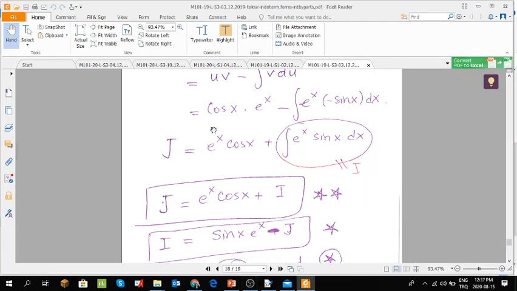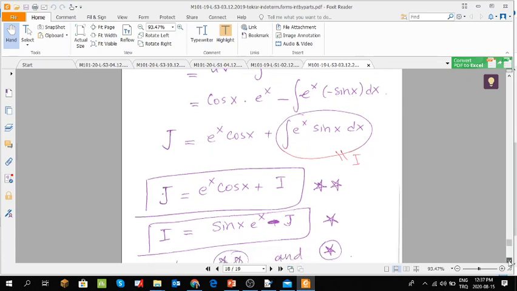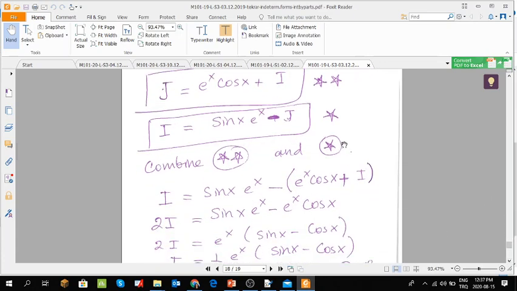Okay, so as you will see, J is e to the x cosine x plus I. So which is this? This is really good. So in other words, I is equal to sine x e to the x. But we also knew that I is equal to sine x e to the x minus J.